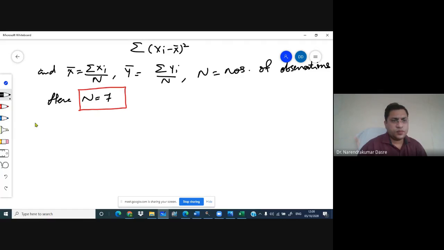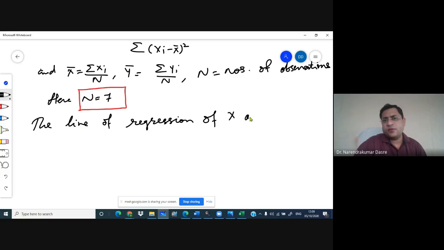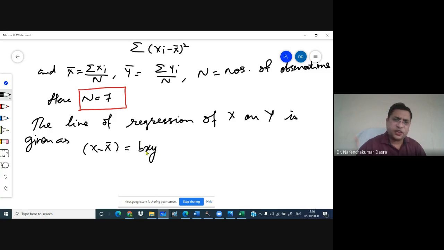Okay. And now the line of regression of x on y is given as: x minus x bar is equal to bxy times (y minus y bar). Please be careful with this bxy and byx, because that is going to decide which is the line. So this is equation 3. And what is bxy?